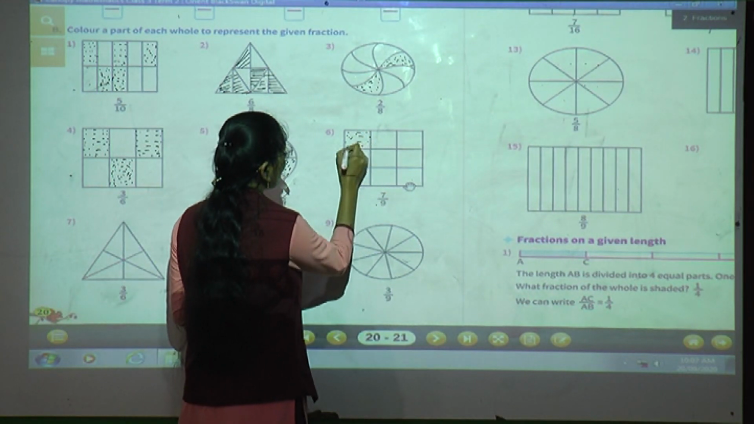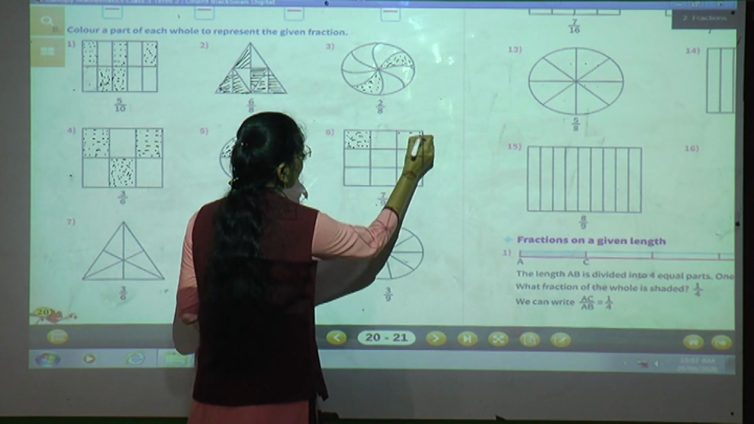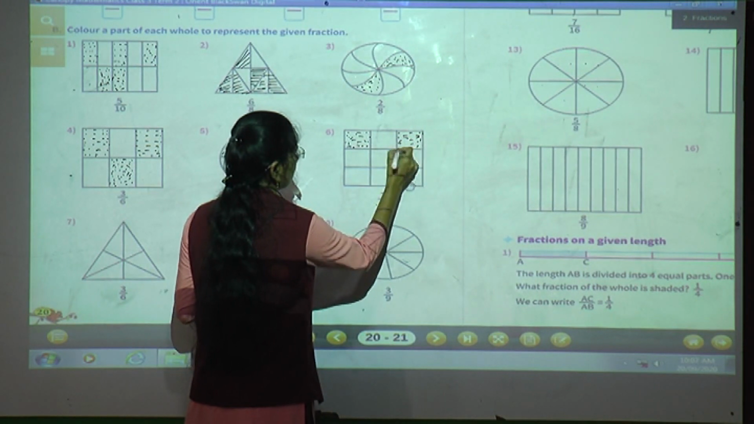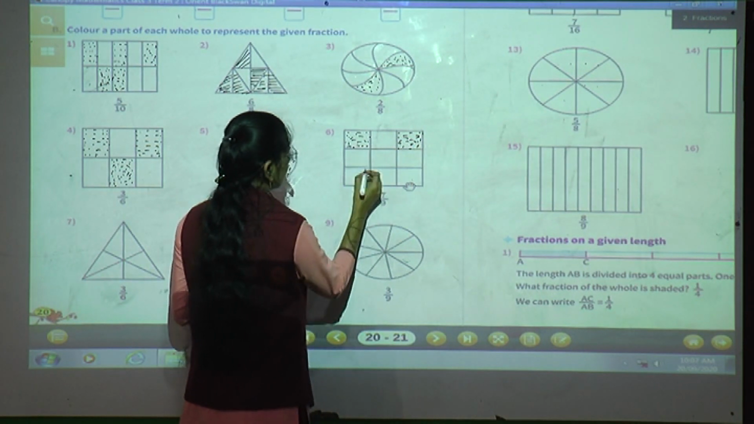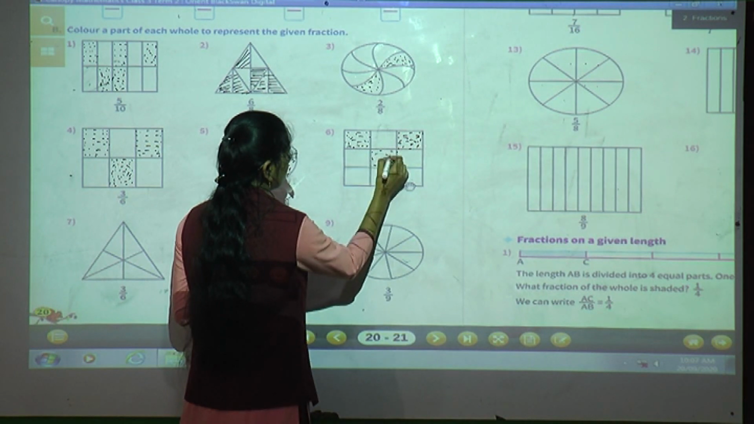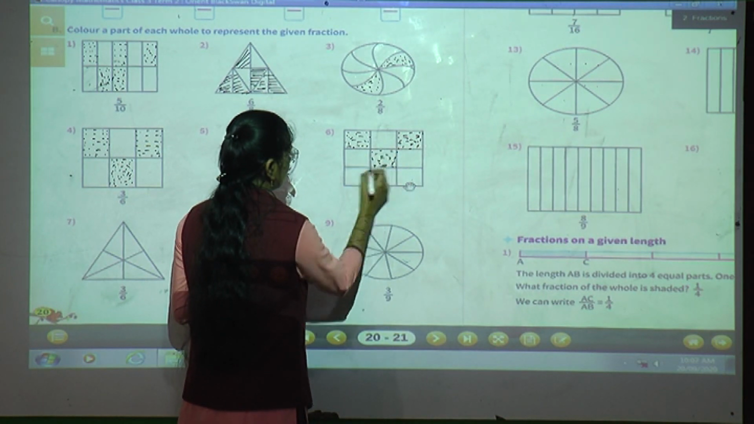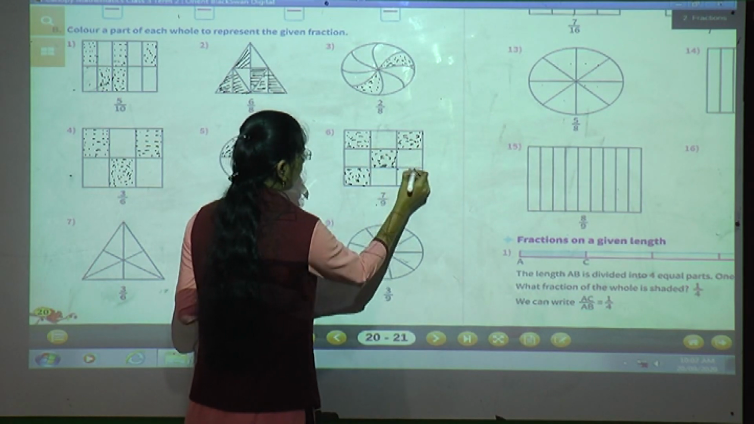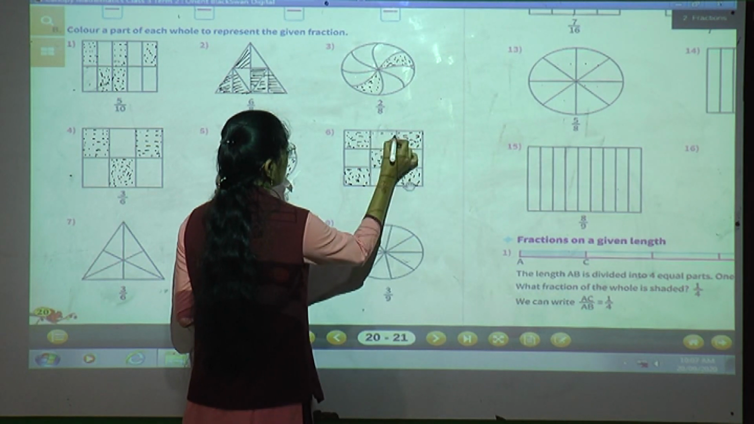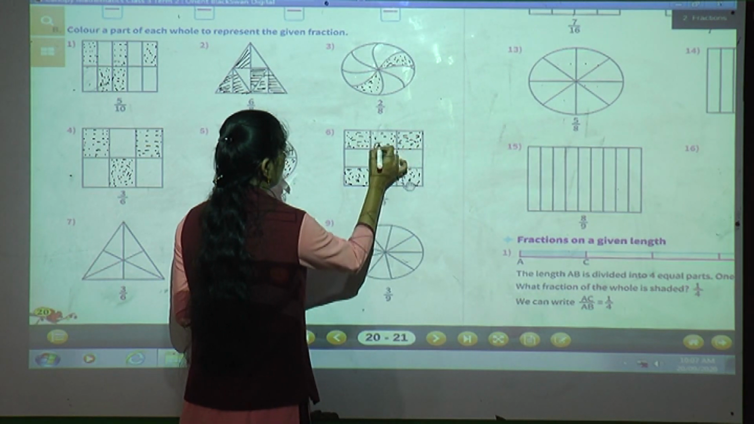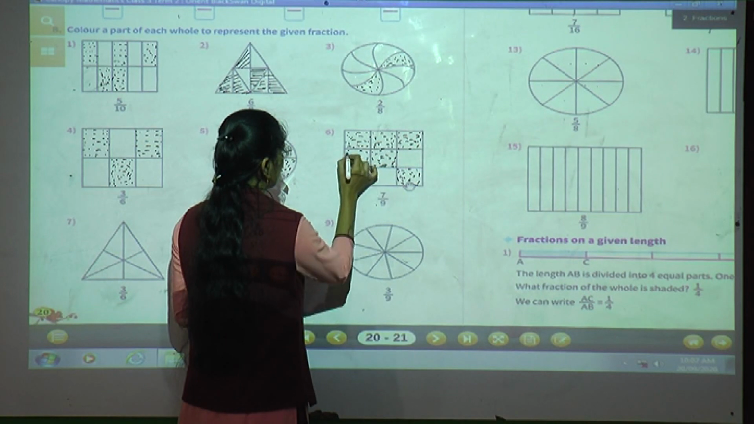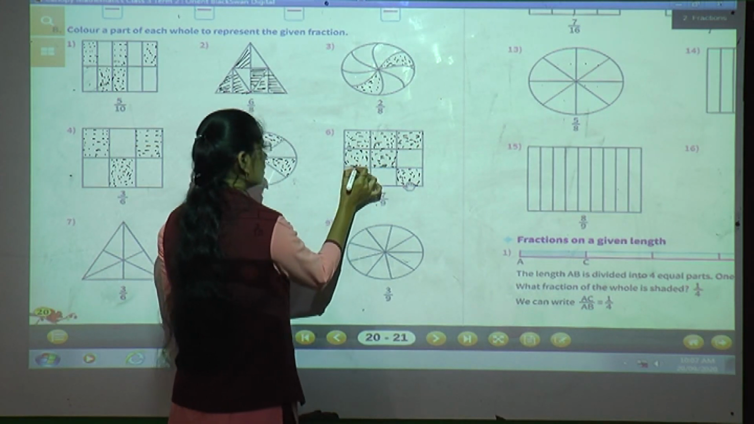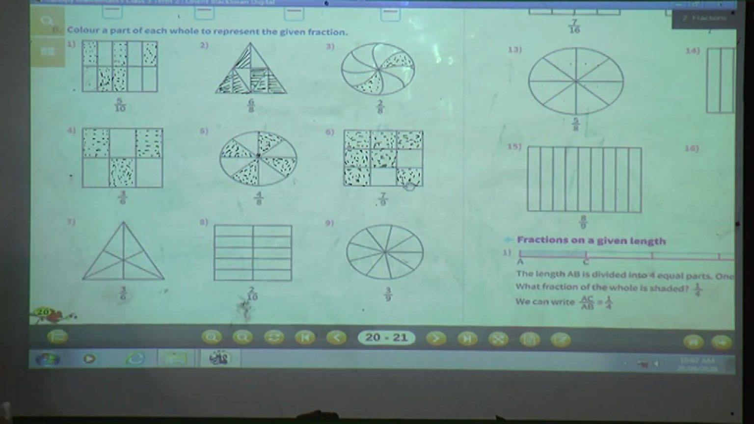This is first part, second, then third, this is fourth one, fifth one, then sixth, and here seventh. Any 7 parts you can color. Okay. So the fraction is 7 by 9.